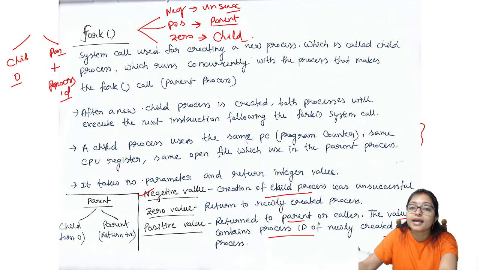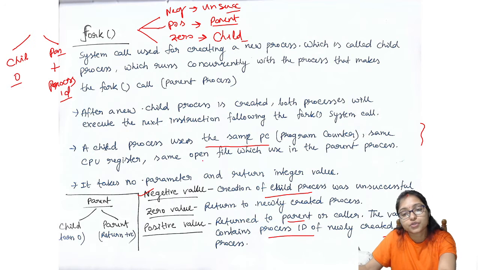And as you all know, they are sharing the same program counter. So this is the theory for the fork. You can write down this theory. You can take the screenshot.